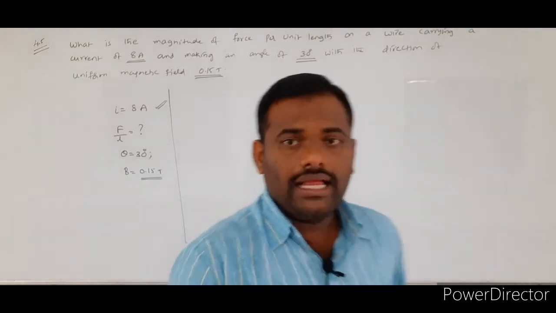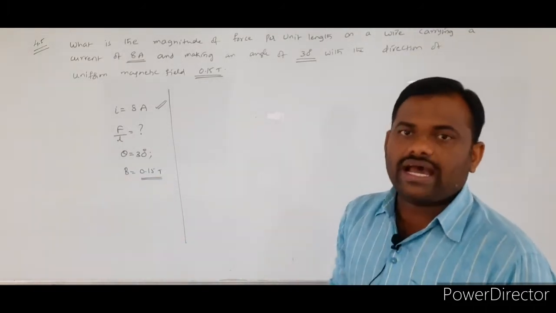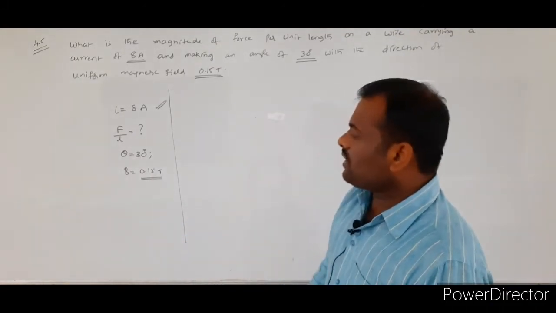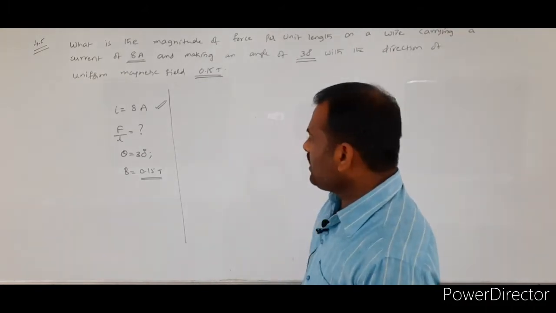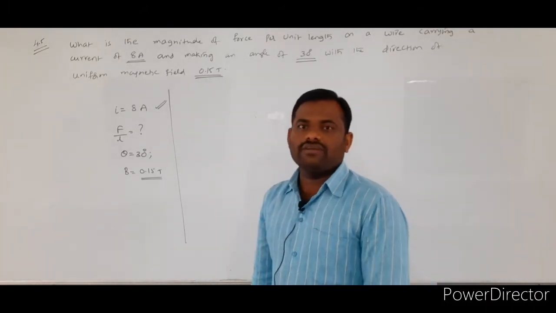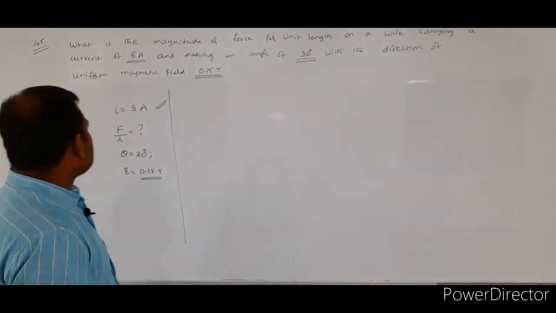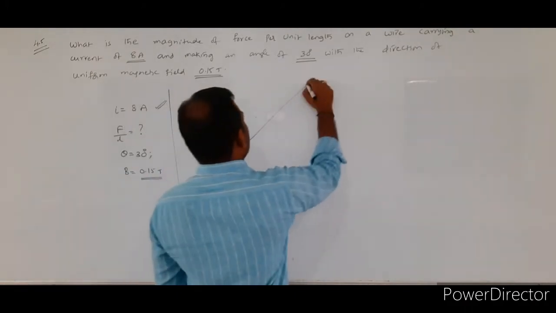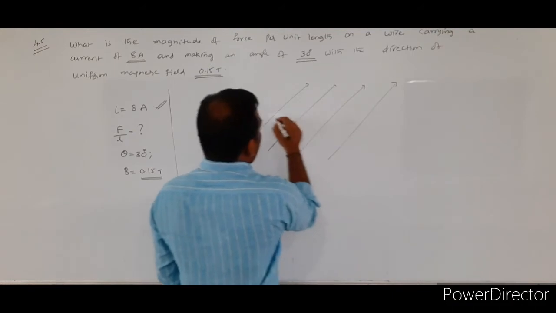The amount of current is mentioned, as well as the angle made by the conducting wire with the direction of the magnetic field, and they also gave the magnitude of the field intensity, B is equal to 0.15 Tesla. Now, what we have to calculate? The force acting per unit length. Already we explained the concept, and already we derived the formula also.